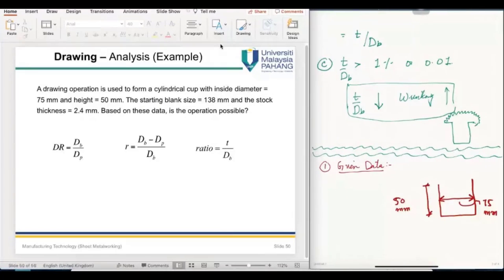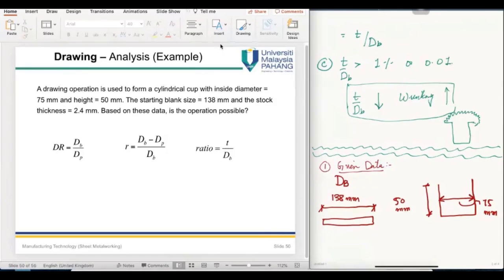The starting blank size is equal to 138 millimeter. Initially the blank looks like a circular part, right? So when it looks like a circular part, obviously the starting blank size is the diameter dB. So the starting blank size given is 138 millimeter. This is dB, the size of the blank diameter.